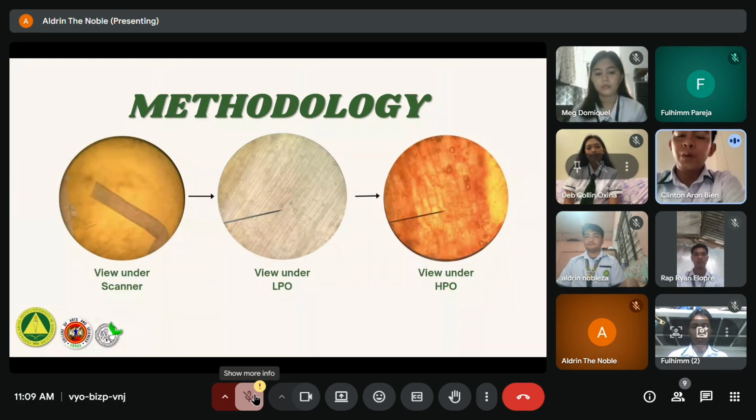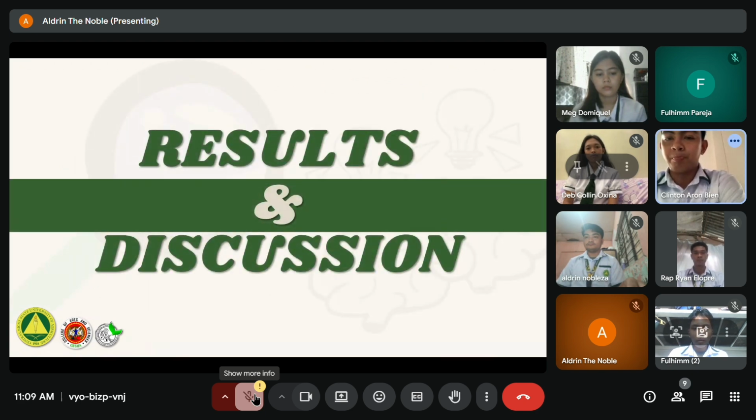This is the view of onion root under scanner, under LPO, and under HPO. Next slide, please. Results and discussion is for Aldrin Nobleza. Good morning, I am Aldrin Nobleza, and I will be discussing the results and discussion.